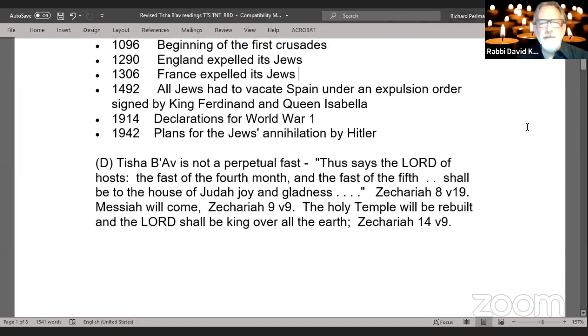Tisha B'Av is not a perpetual fast. Thus says the Lord of hosts, the fast of the 4th month and the fast of the 5th shall be to the house of Judah joy and gladness. Zechariah 8:19. The Messiah will come. Zechariah 9, verse 9. The holy temple will be rebuilt, and the Lord shall be king over all the earth. Zechariah chapter 14, verse 9.